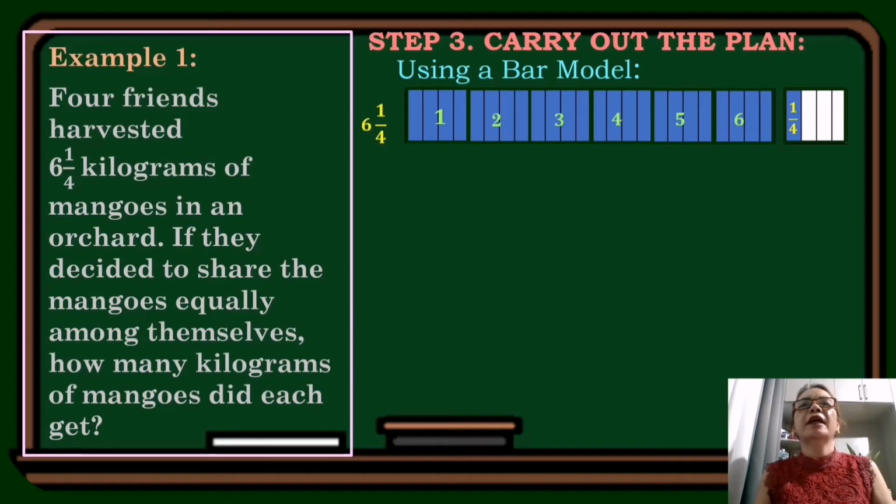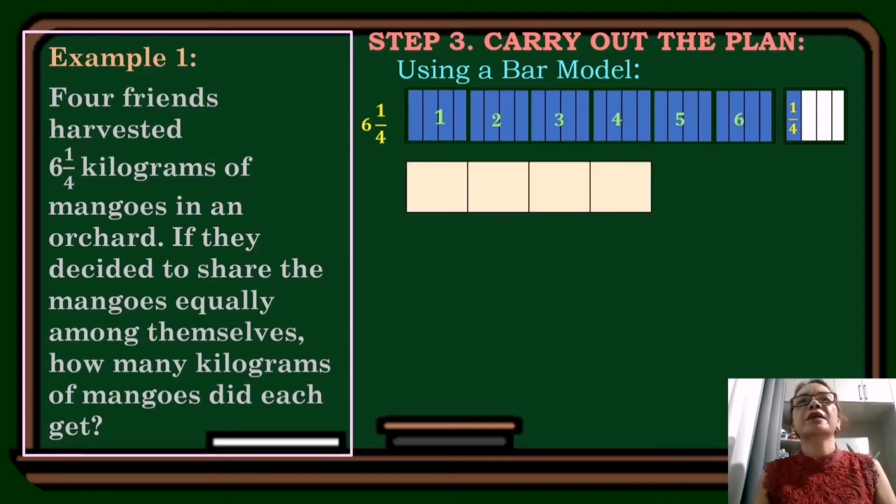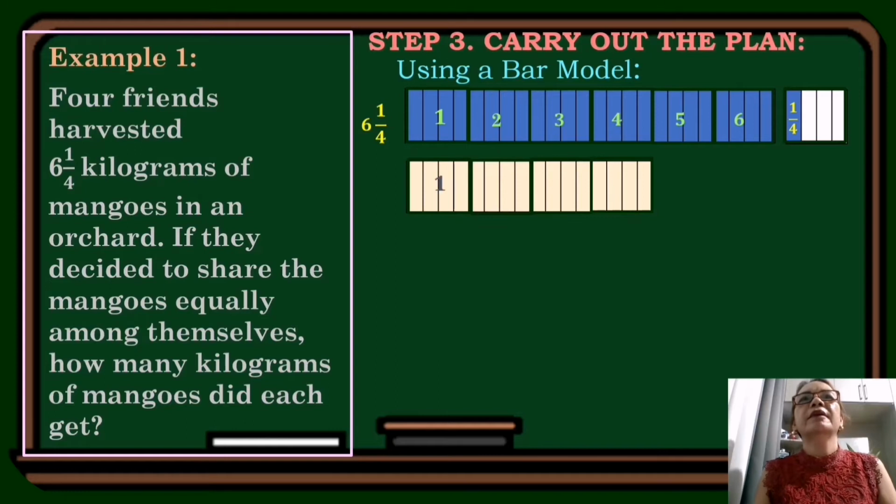And we will draw another one for our divisor, which is 4 friends. Again, we will divide this whole into 4 equal parts. So this one is 1 whole, 2, 3, and 4. This represents the 4 friends. The next step will be to count all the equal parts in our divisor.